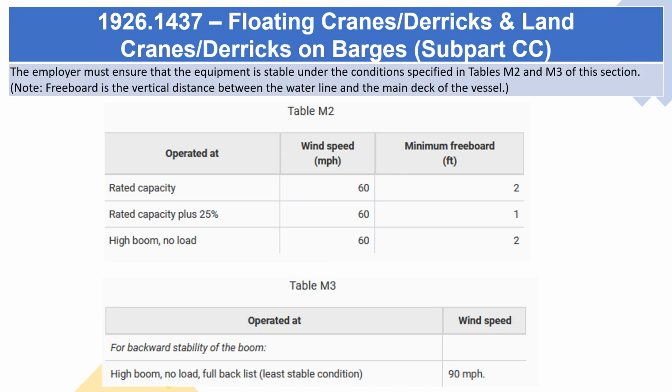Table M2. Operated at rated capacity, 60 mile per hour wind speed, 2 feet minimum freeboard. Operated at rated capacity plus 25%, 60 mile per hour wind speed, 1 foot minimum freeboard. Operated at high boom, no load, 60 mile per hour wind speed, 2 feet minimum freeboard. Table M3. For backward stability of the boom. Operated at high boom, no load, full back list, least stable condition, 90 mile per hour wind speed.